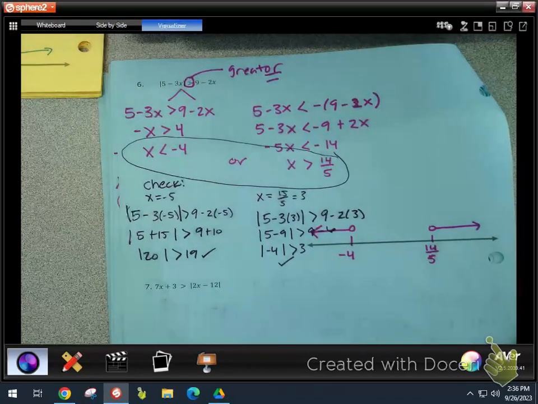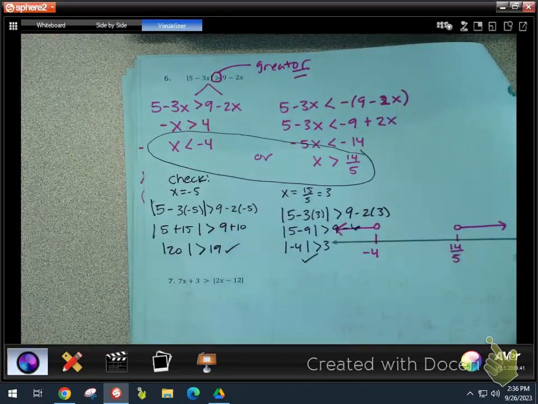So the first thing that I would do here is, what side do I always like my absolute value to be on?